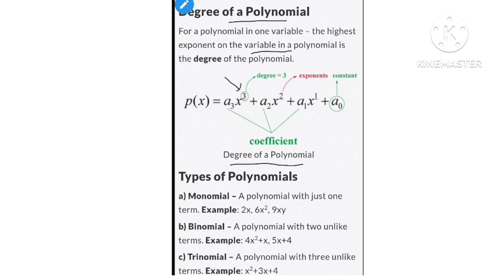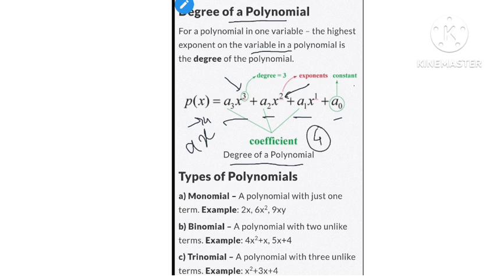Here you can see a3x cube plus a2x square plus a1x plus a0. Here a0 is known as the constant. Here you can see this is known as the exponent. So the highest exponent of the variable is known as the degree of the polynomial. So if it is ax raised to 4, here the highest exponent is 4, so the degree of the polynomial will be 4.